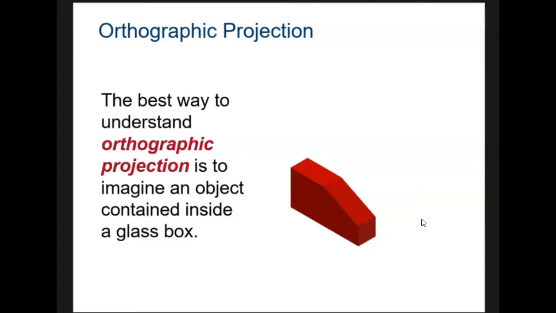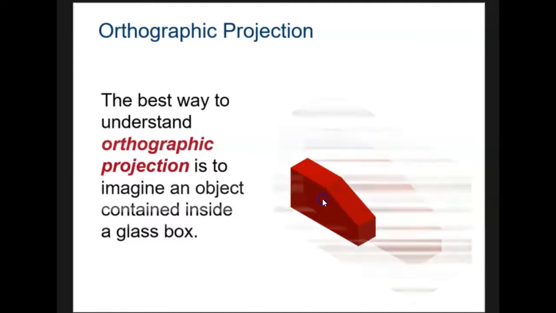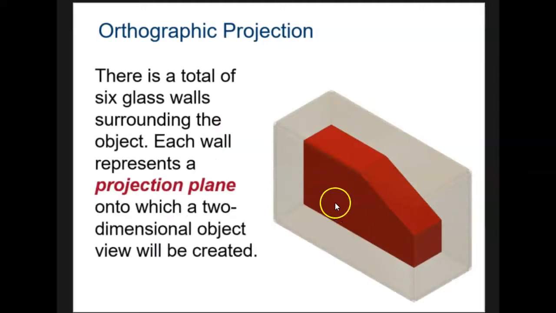The best way to understand this orthographic projection is to imagine that the object is contained inside of a glass box. So let's put this object in a glass box. With any box, there's 6 walls. This glass box has 6 glass walls surrounding the object. Each wall represents a projection plane.